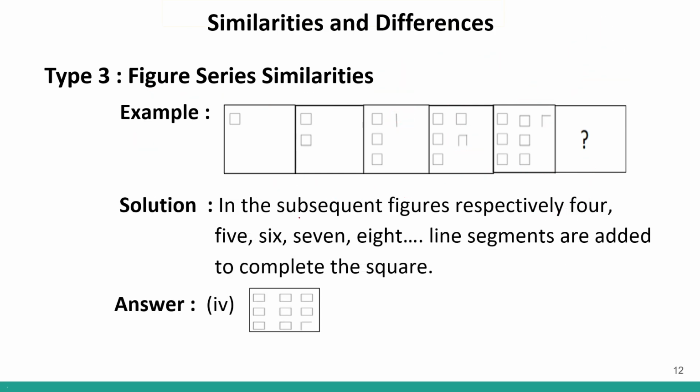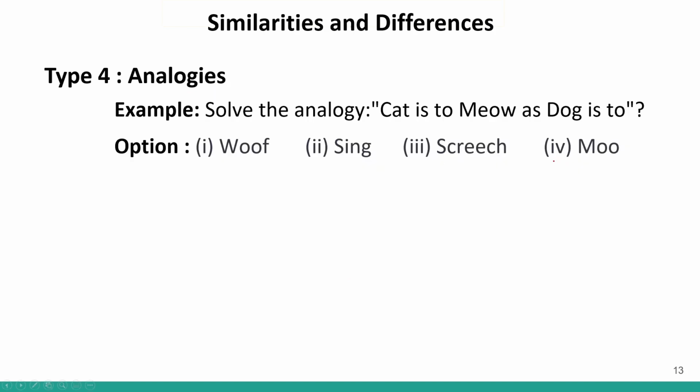Okay, so here in the solution, you can see that in the subsequent figures, 4, 5, 6, 7, 8, these many line segments are added to complete the square. Easy figure series similarities. Basically, you have to understand the pattern that is being followed and complete the missing element. Okay. Then we have analogies.